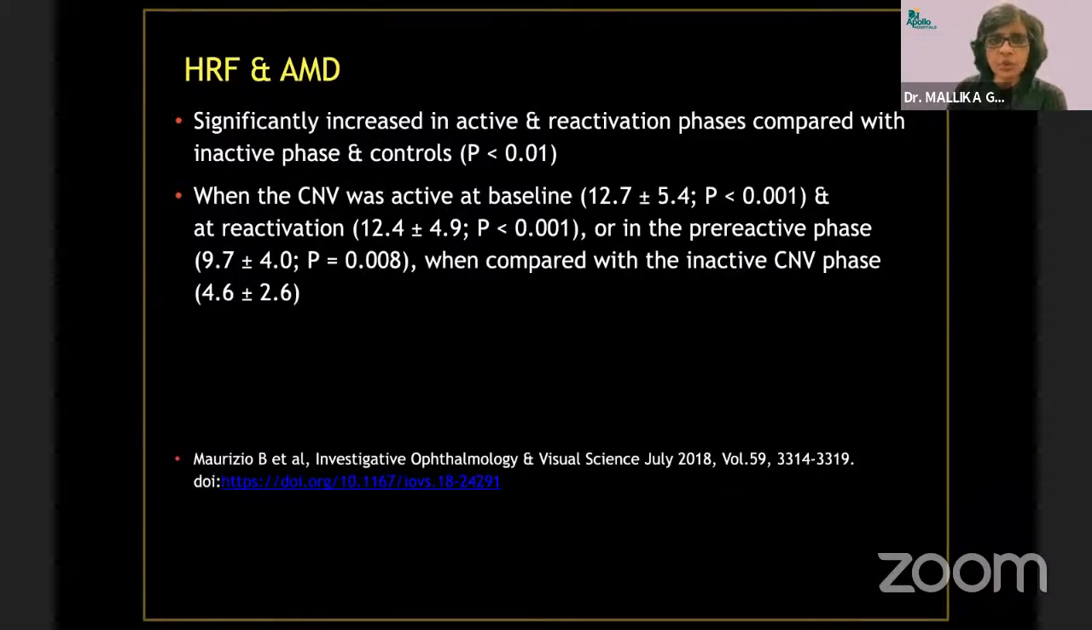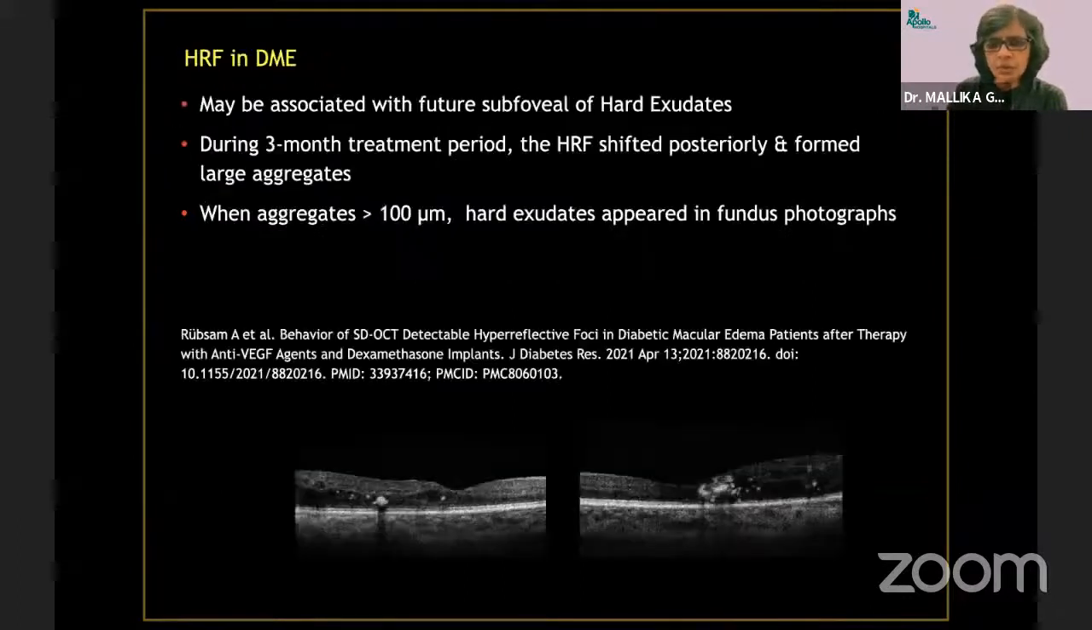This was a study which showed that when the patient comes with active CNV at baseline, the average number of HRF could be 12. Again, at reactivation, 12. But when the patient is inactive, the number of HRF is 4. So this is a clinical significance.